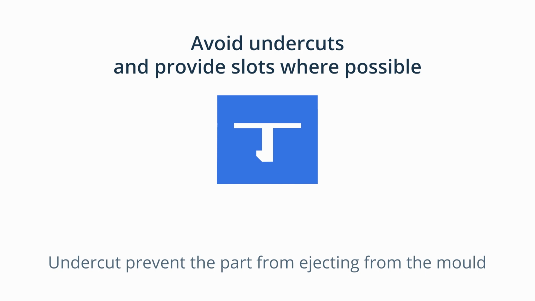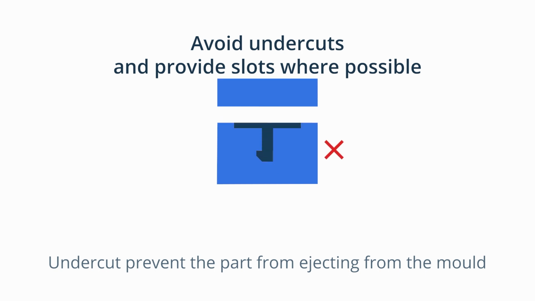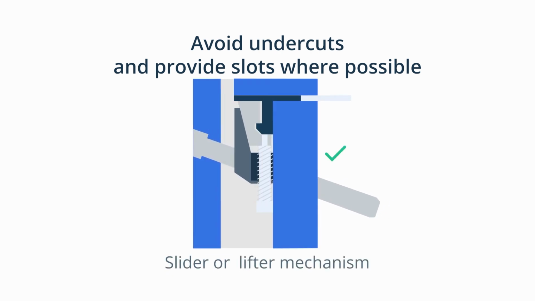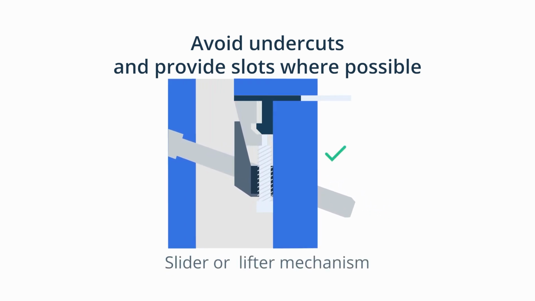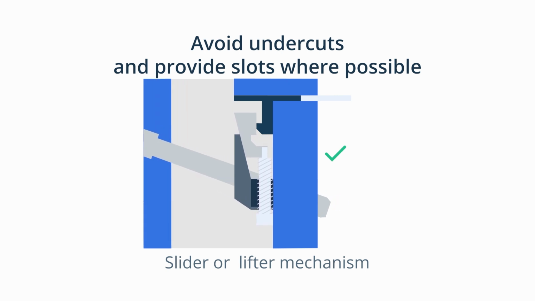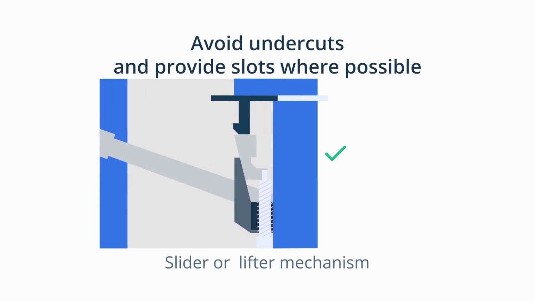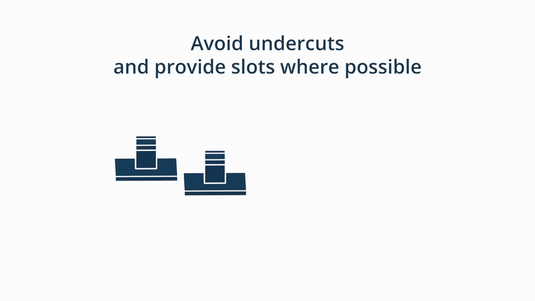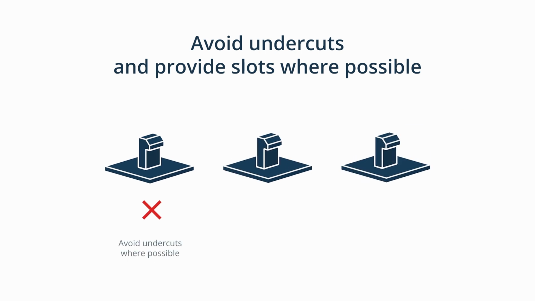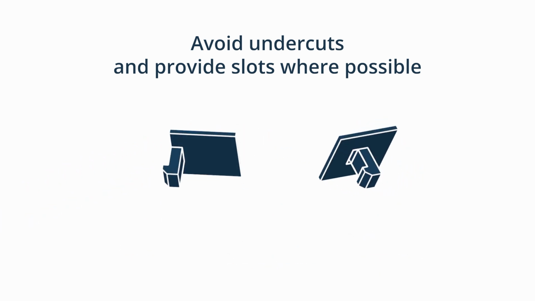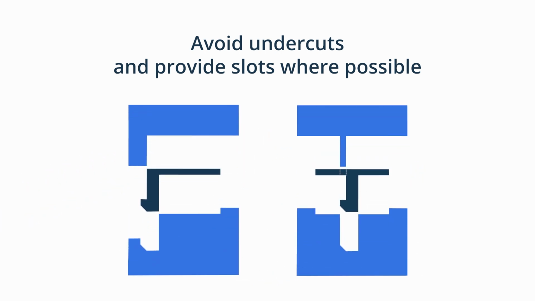Complex part geometries and parts with snap fittings have undercuts that prevent the part from ejecting from the mold. Often these undercuts are formed using a mechanism called a slider or lifter. This is a movable mold part that slides inside it once it is closed and slides out before it opens. This mechanism adds complexity and increases mold costs. In the case of a simple cantilever snap, you can avoid this expense by either moving the snaps to the outside of the part if possible, or providing a small slot or pass-through core at the base of the cantilever. This will enable the injection mold to open and the part to eject without sticking in the mold.